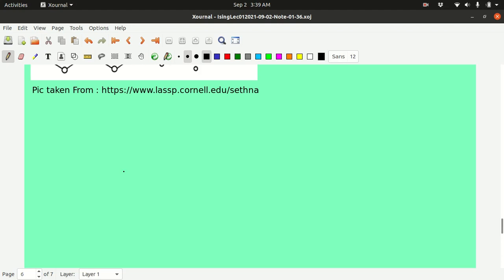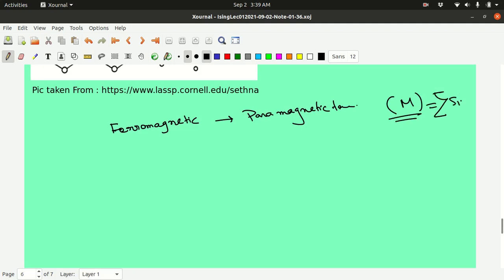In case of the ferromagnetic to paramagnetic transition, the magnetization is the order parameter, which is the sum over all spin values S_i, sum over i. And in case of, let's say, the ferroelectric transition, you have the electric polarization as the order parameter. In case of liquid crystal, you have the degree of alignment of the molecules as the order parameter, and so on. So this is how the thing goes.